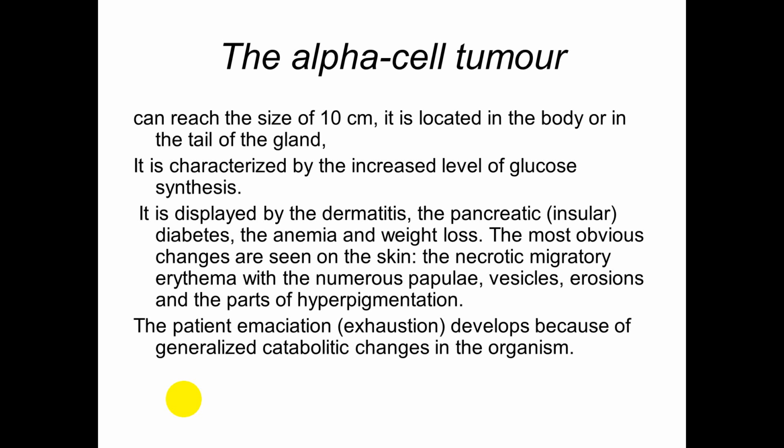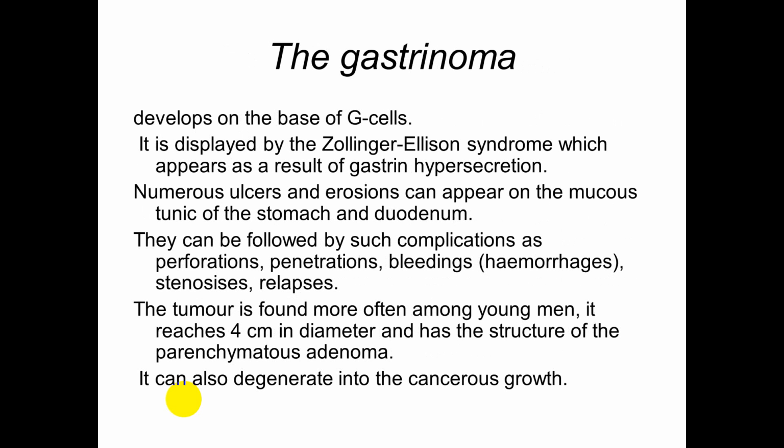The most obvious changes are seen on the skin: the necrotic migratory erythema with the numerous papular vesicles, erosions, and the parts of hyperpigmentation. The patient's emaciation and exhaustion develop because of generalized catabolic change in the organism.